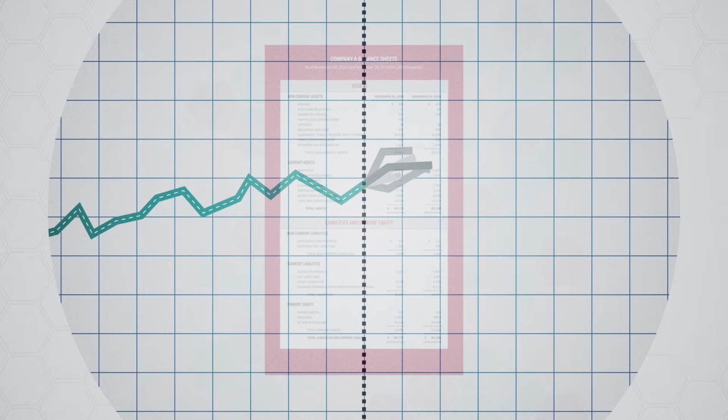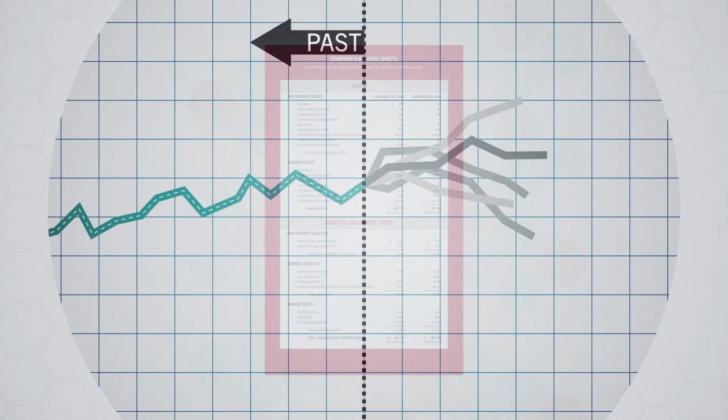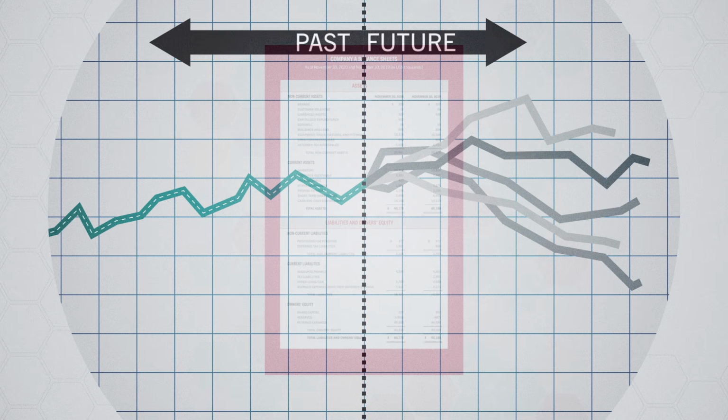It's important to remember the balance sheet is always based on past data and communicates information as of a specific date. While you can use it to predict performance, past results don't guarantee what will happen in the future.